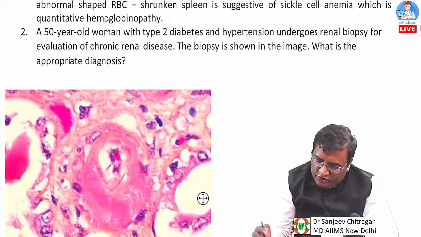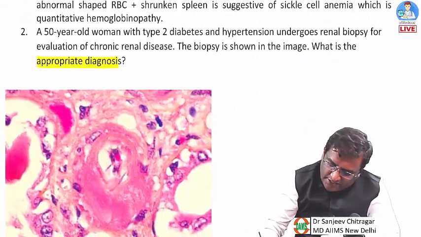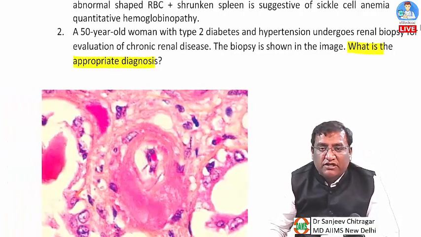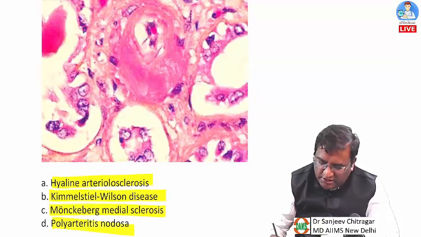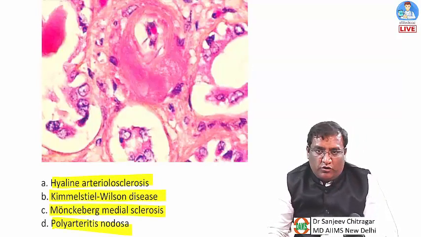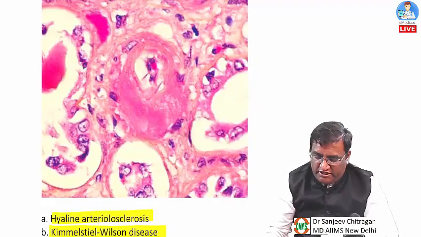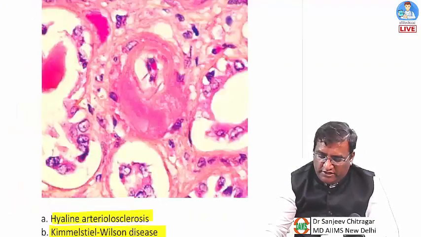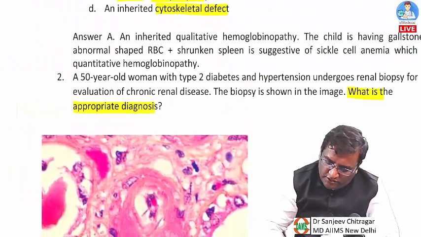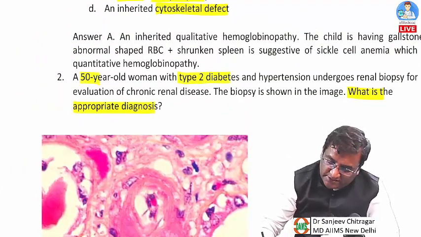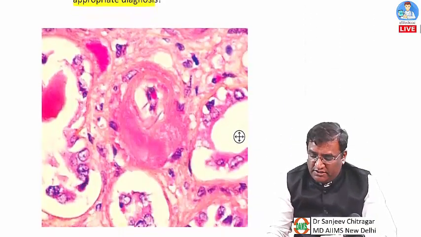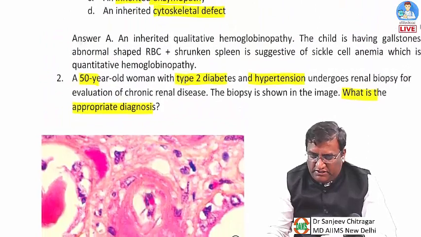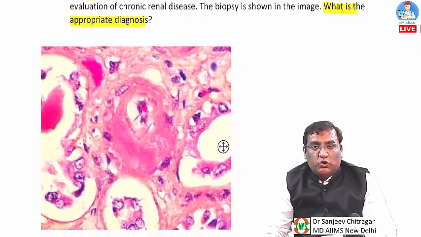Last line again, let me look. Which of the following is the appropriate diagnosis? There is an image given to us, and the options given are hyaline arteriosclerosis, Kimmelstiel-Wilson lesion, Monckeberg medial sclerosis, polyarteritis nodosa. Four options are given. Let us look at the question: a 50-year-old woman with type 2 diabetes and hypertension. So she is having both hypertension and type 2 diabetes, and this is the renal biopsy for a chronic renal disease.